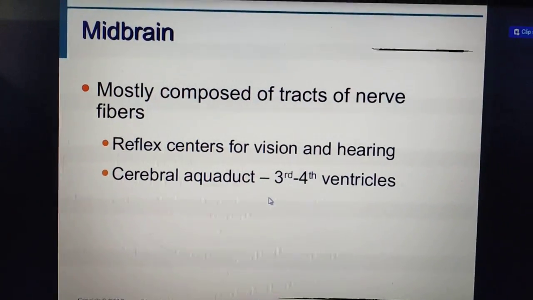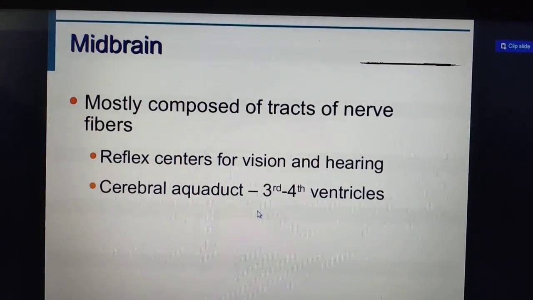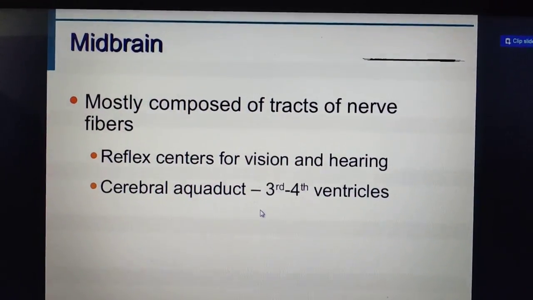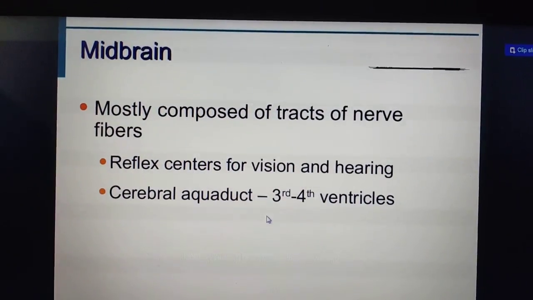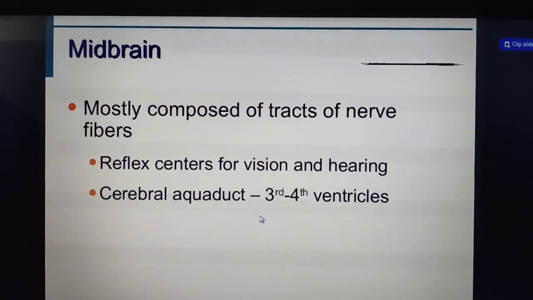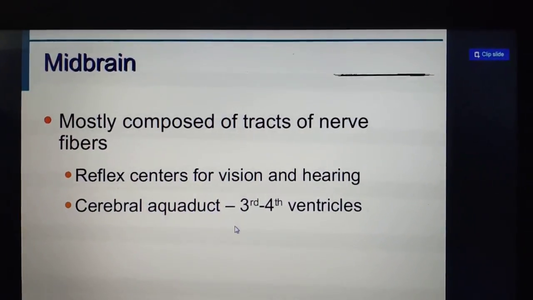Now we'll see what is the midbrain. See, it is mostly composed of tracts of nerve fibers. Understood? It is mostly composed of nerve tracts. That is enough for you.